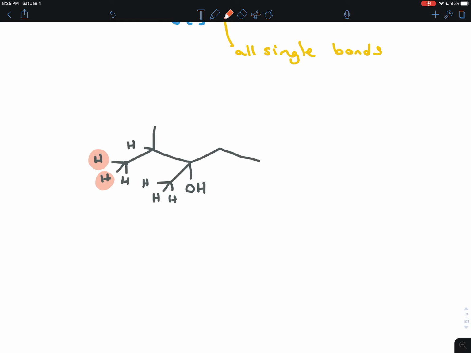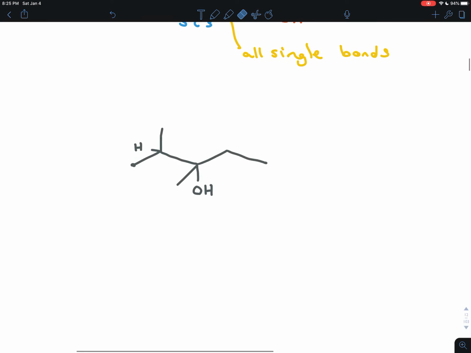Because this carbon down here is bonded to a hydrogen 3 times, it can't be bonded to 4 different things, so it can't be chiral. Same thing for this carbon here. If it's bonded to hydrogen 3 times, that means that it can't be bonded to 4 different things. Finally, this carbon here is only bonded to 1 hydrogen, but notice it's bonded to 2 methyl groups. It's bonded to the same thing more than once, 2 methyl groups.